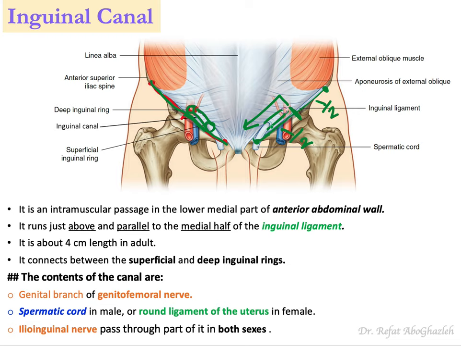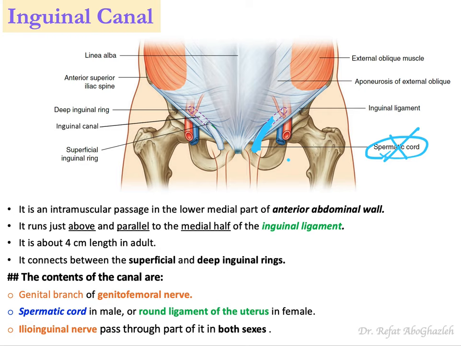The inguinal canal is above and parallel to the medial half of the inguinal ligament. Now, what are the contents of this canal? Look at it here. In the male we have a spermatic cord. This is the spermatic cord. But in the female, you know, female has no testis, so it's replaced by the round ligament of uterus. It's a strong ligament. That's why the female has less susceptibility to get hernia, inguinal herniation. I would say the indirect one, because there is direct and indirect.